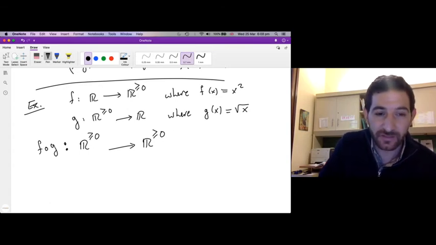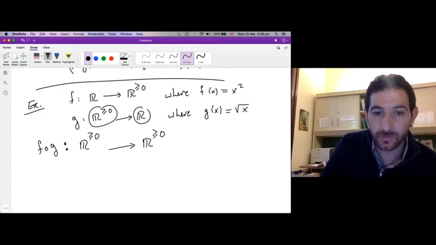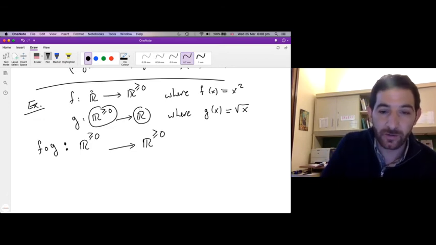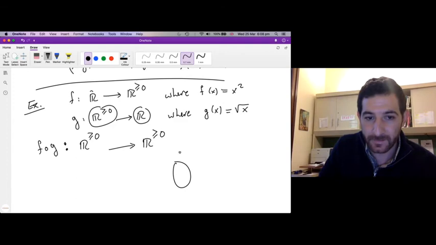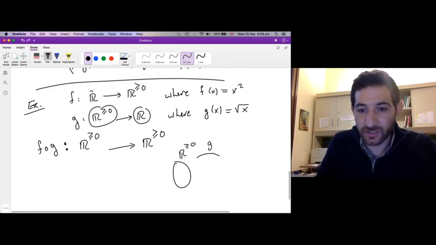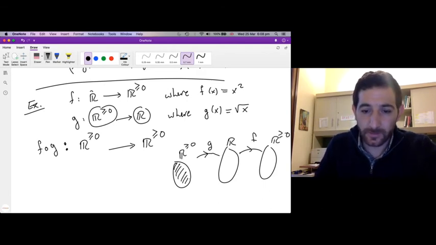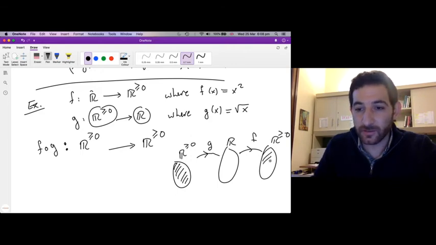So f after g means first start with g. We start with the domain, we apply g, and then we apply f. Okay, we apply g, right? This is g, and then from g we apply f. So you see that this is the domain of the composition, and this is the codomain of the composition. Which composition? f after g, which means apply g, and after this apply f.